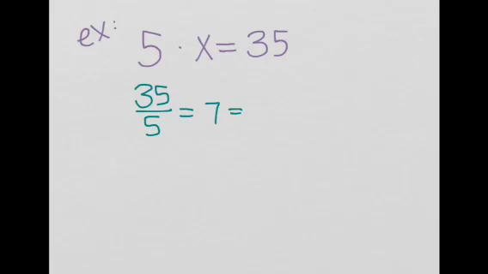So we kind of know that 7 is equal to x, but let's just check. So 5 times 7 is equal to 35. So it works. So x is equal to 7.